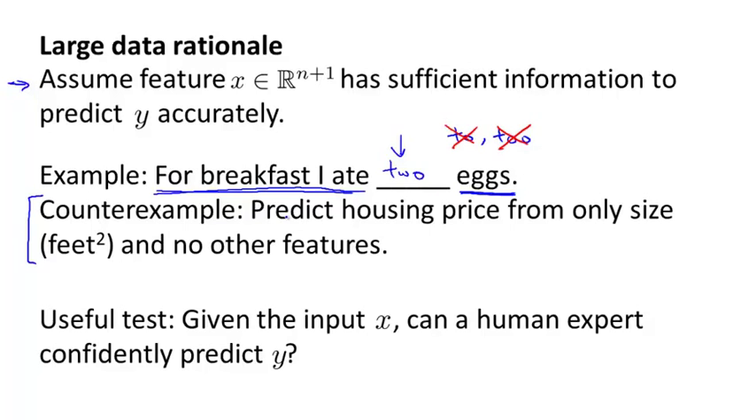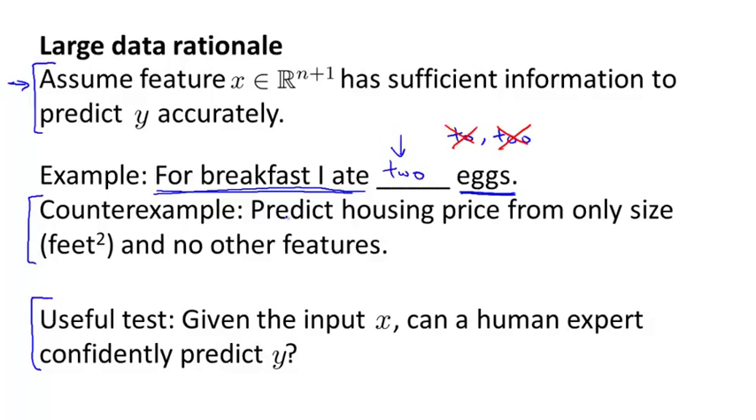The way I think about testing this assumption is I'll often ask myself, given the input features X, given the same information available to a learning algorithm, if we were to go to a human expert in this domain, can a human expert confidently predict the value of Y?